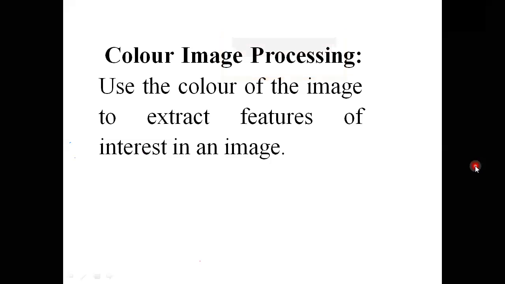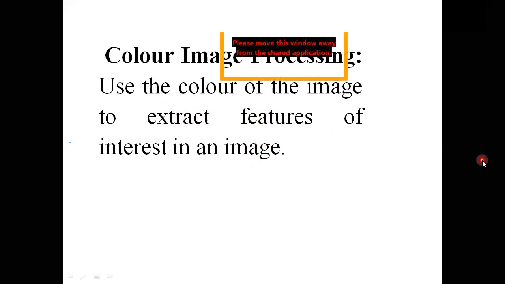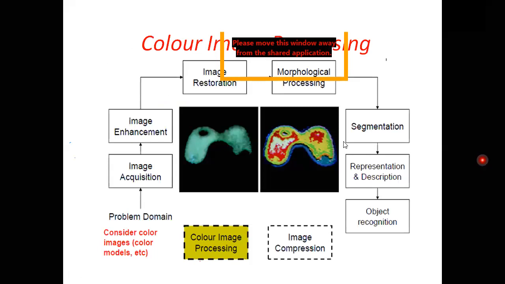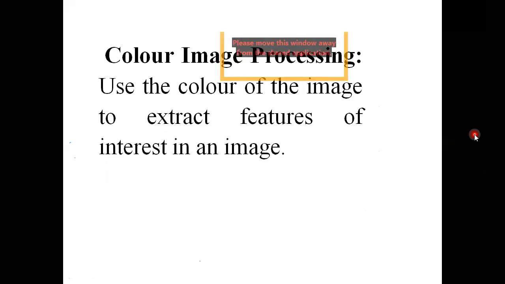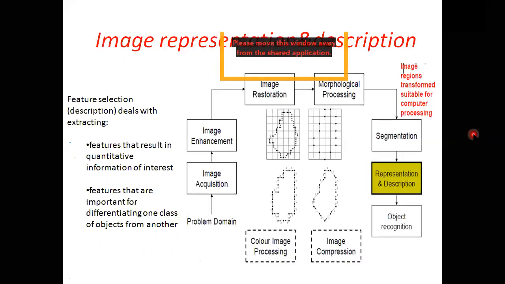Next, color image processing. It means using the color of the image to extract features of interest in an image. So based on the image, we are manipulating color images. Here the colors are not clearly identifiable. Whenever we apply color image processing on this image, the colors are manipulated like this, and we can easily identify the different colors. Consider color images; different models will be there. So this is about color image processing. Totally, these are the fundamental steps in image processing.